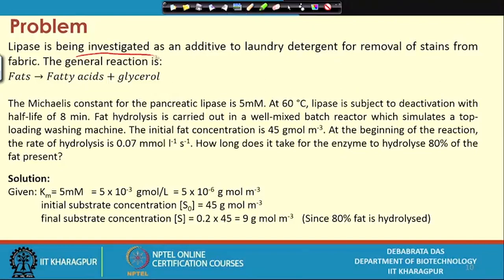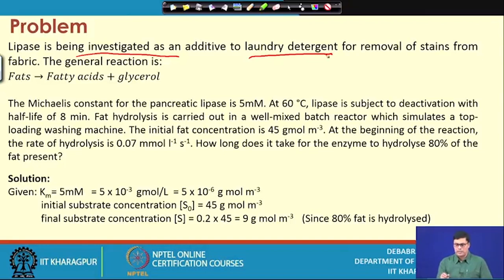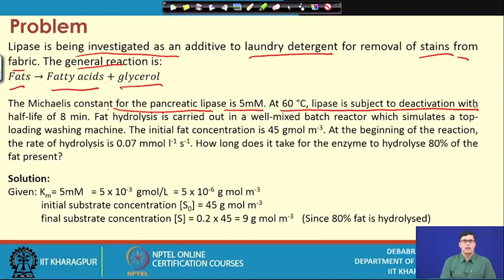Lipase is being investigated as an additive for laundry detergent for the removal of stains from fabrics. The general reaction is that fats, in the presence of lipase, produce fatty acid and glycerol. So this is the ester; I know you all know that fats are nothing but esters of alcohol and fatty acid. The Michaelis-Menten constant for the pancreatic lipase is 5 millimolar. At 60 degrees centigrade, lipase is subjected to deactivation. I told you that deactivation is a very important characteristic of enzymes, with a half-life of 8 minutes. I already discussed what half-life is: the time required for reducing the activity of the enzyme by half.